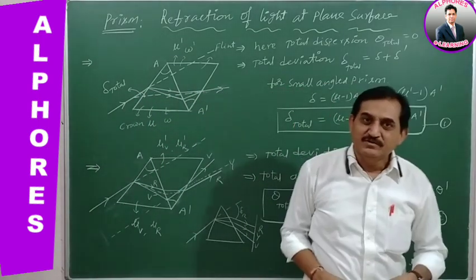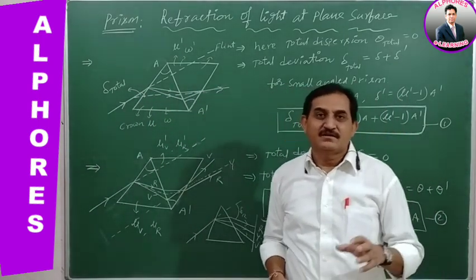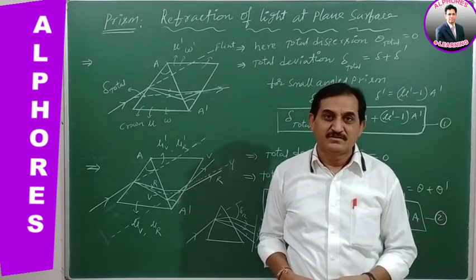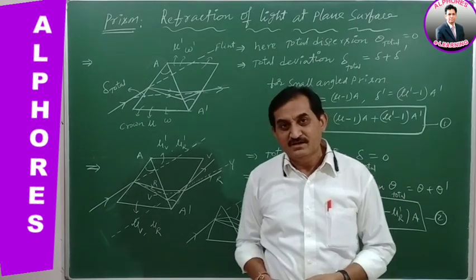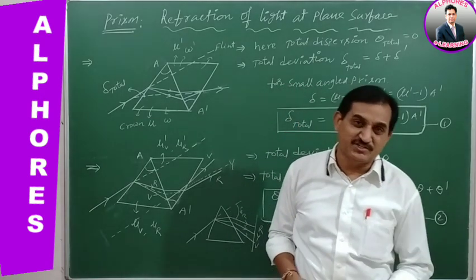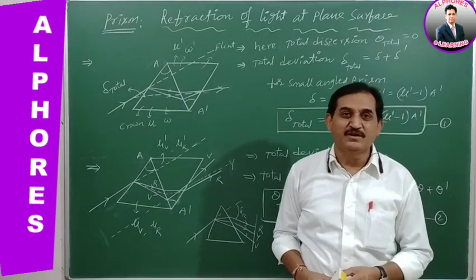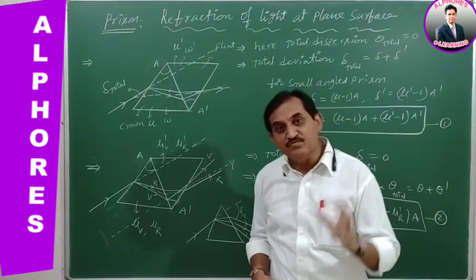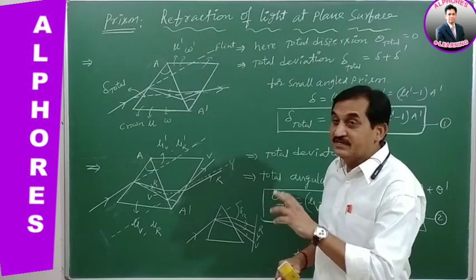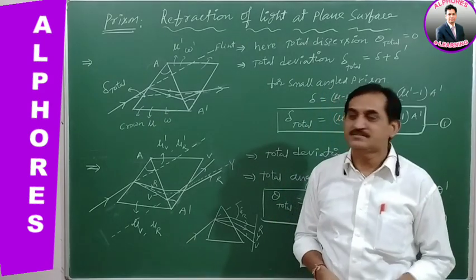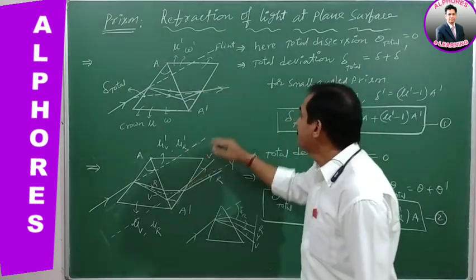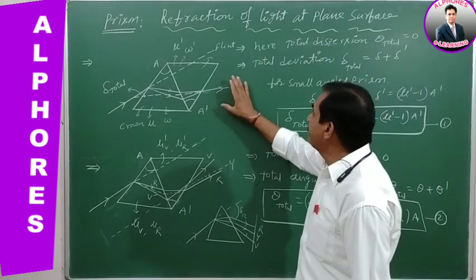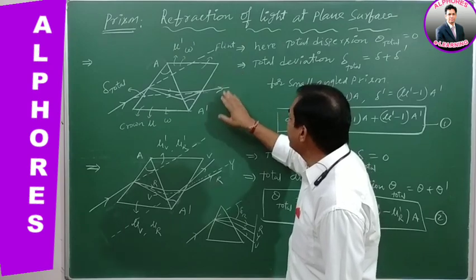Now, finding the dispersion without deviation and the deviation without dispersion is possible when we use the combination of two prisms which are connected in reverse sense. See here, in this first case, there is no dispersion at all. No dispersion in the sense that the emerging light ray is again white light.